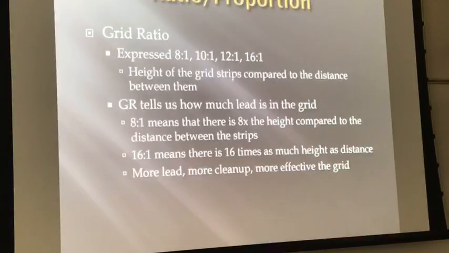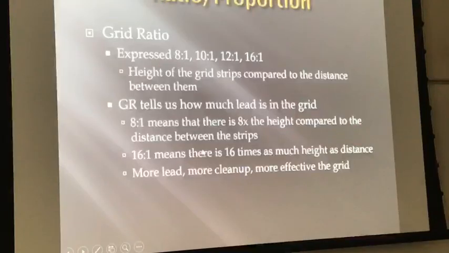Generally expressed as 8 to 1, 10 to 1, 12 to 1, 16 to 1. You can have 3 to 1, you can have 5 to 1. Some of your pediatric hospitals will use very low ratio grids to save the dose of the patients. So they generally use a 5 to 1 whenever they can. It's the height of the grid strips compared to the distance in between them, and it tells us how much lead is in the grid and how effective it's going to be at cleaning up scatter radiation. So 8 to 1 means that there's 8 times the height compared to the distance between the strips.